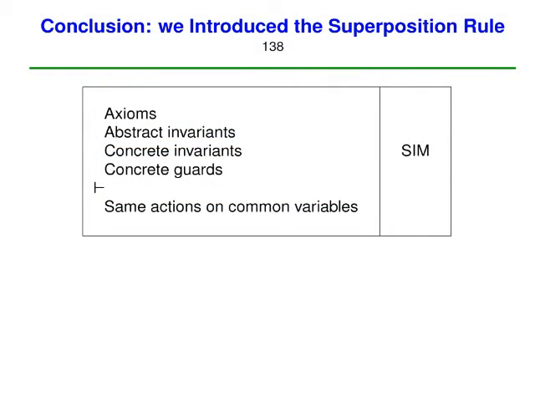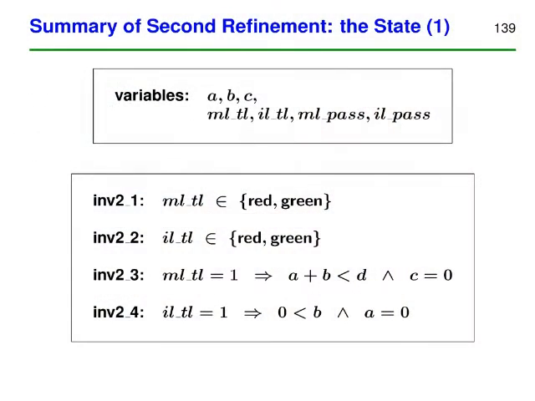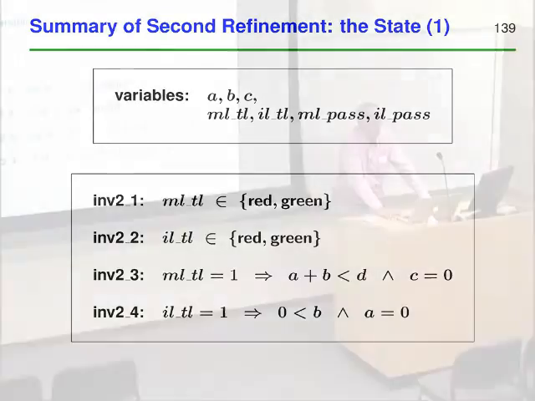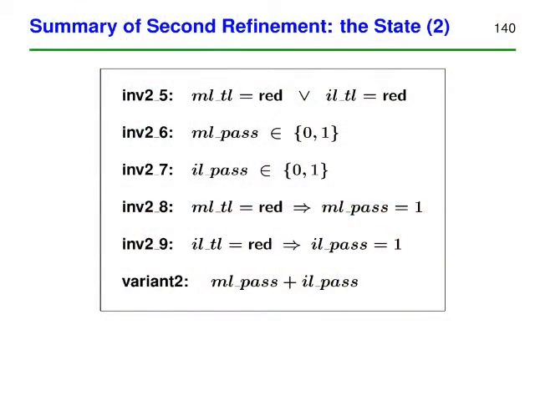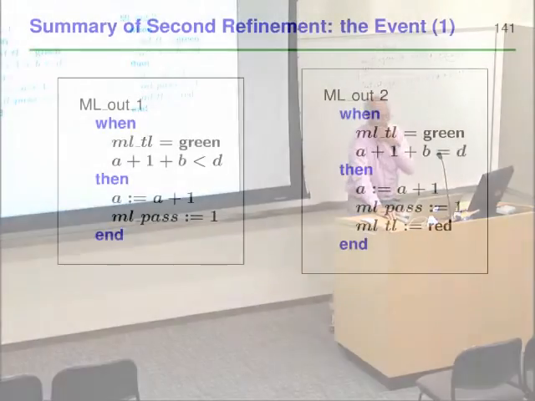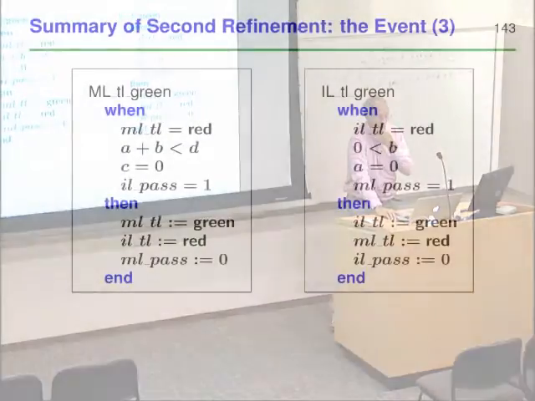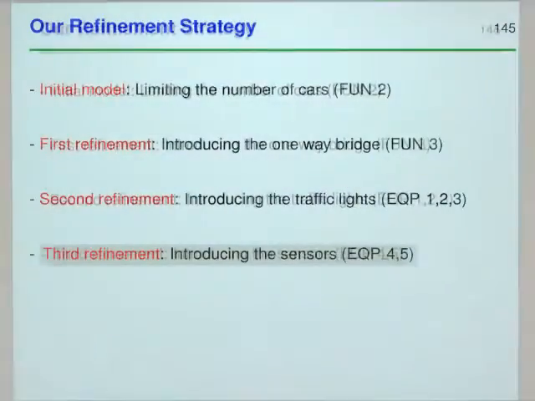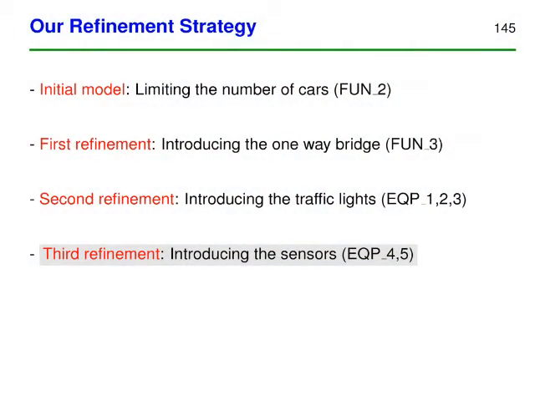Okay, here are the rules, sim, and that I've added, and here is the state with the new invariants and the various events. Okay, so let's go now to the third refinement.